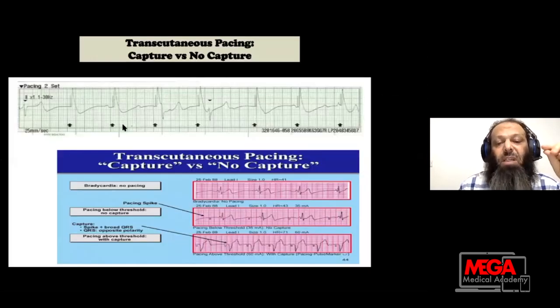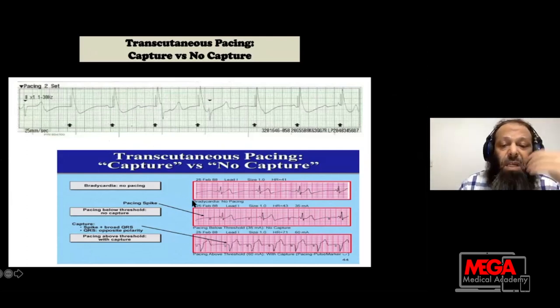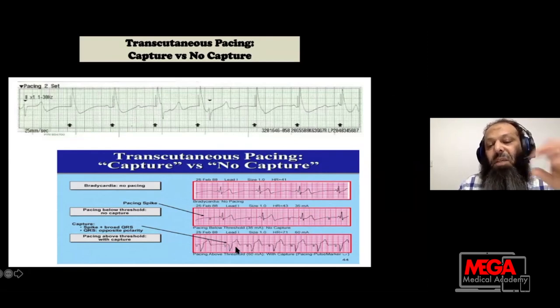So this is how you look for the ECG tracing for the TCP. Here, if you have the spike, usually it's broad with opposite polarities. You will find the pacing spike. Here is the complex after the spike, so here is a persistent capture. Here is a spike without capture, so you call it no capture or loss of capture. You keep increasing the amplitude until you get this tracing, which is the persistent capture.